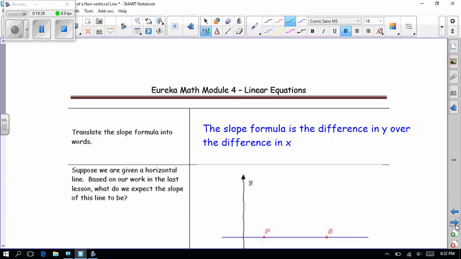So let's go ahead and finish this up. On page 26, we've got a note to take. Translate the slope formula into words. The slope formula is basically taking the differences in your y's, putting it over the differences in your x's. And that's how you figure out the slope. Remember, difference means subtraction.